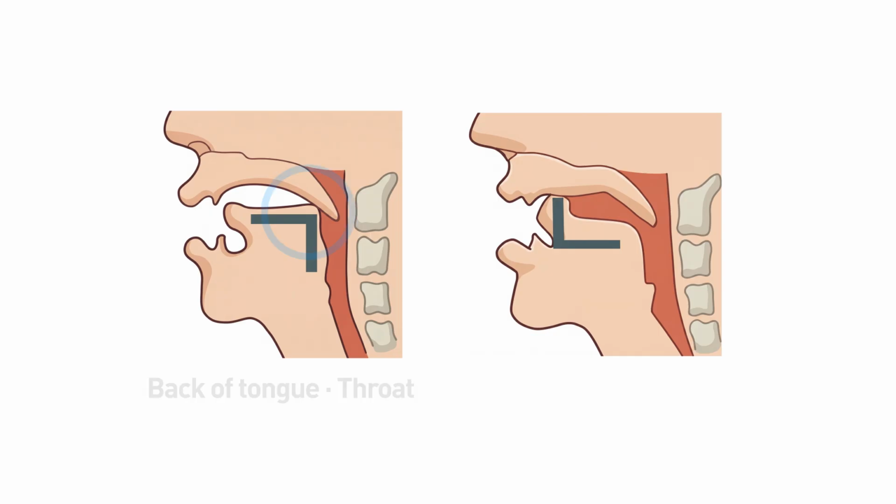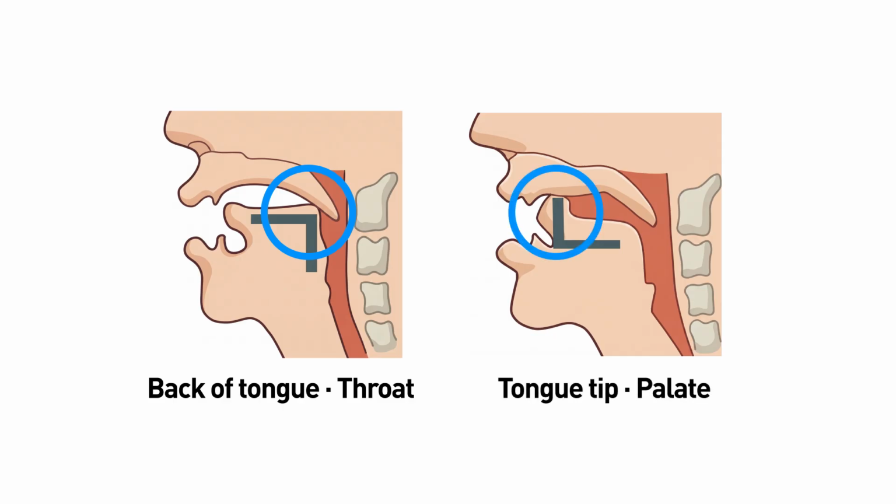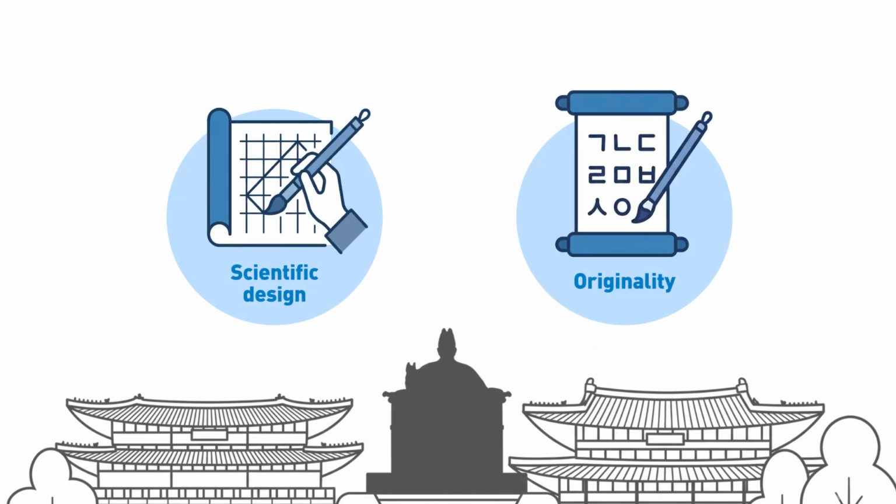For example, 기역 represents the back of the tongue touching the throat. 니은 represents the tip of the tongue touching the roof of the mouth. It is a writing system based on human anatomy. That's why linguists and scholars around the world consider Hangul one of the most scientifically designed writing systems in history. You're not simply learning letters. You're learning a system designed for people.